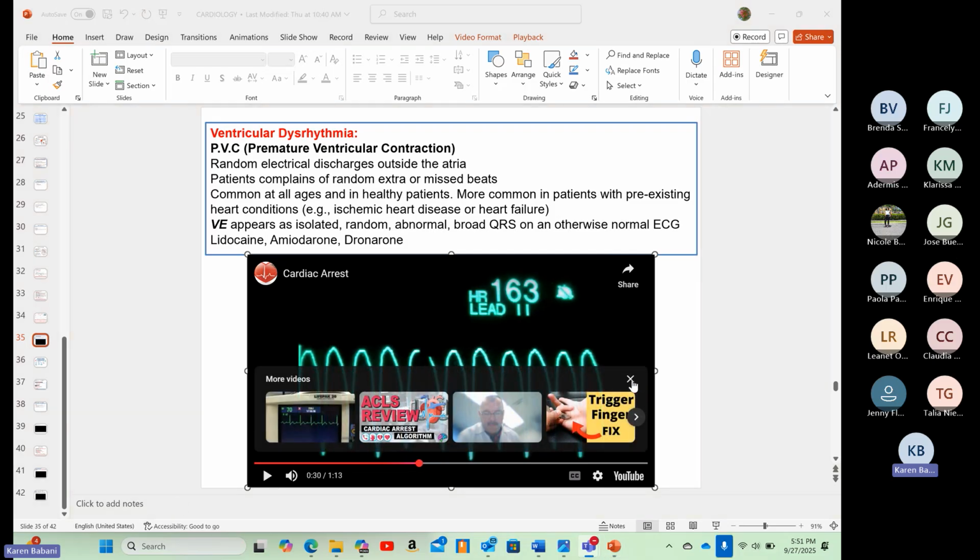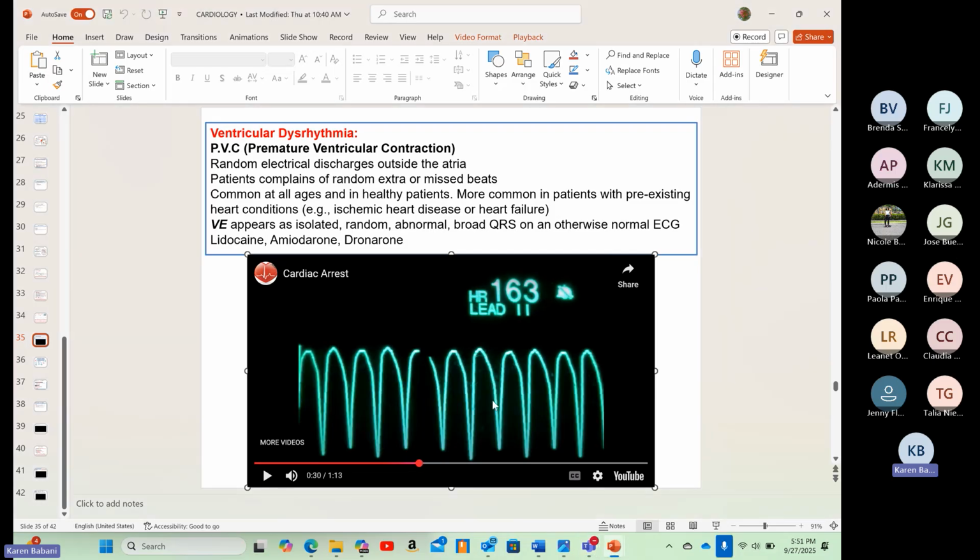Now what's that rhythm the patient's on? We just learned it. Very good. Yes, that's VTach. The patient went into VTach.